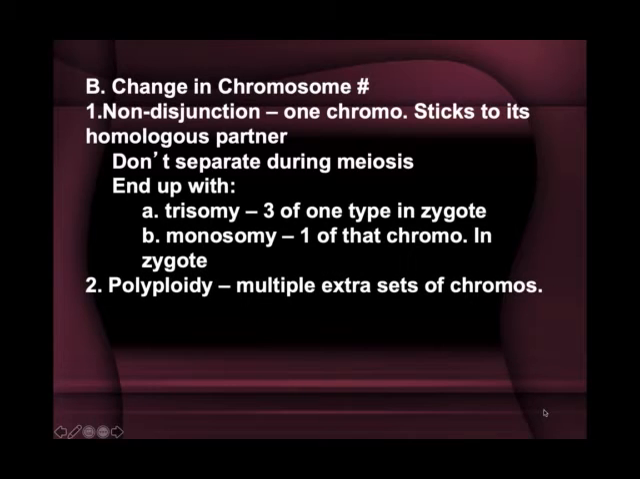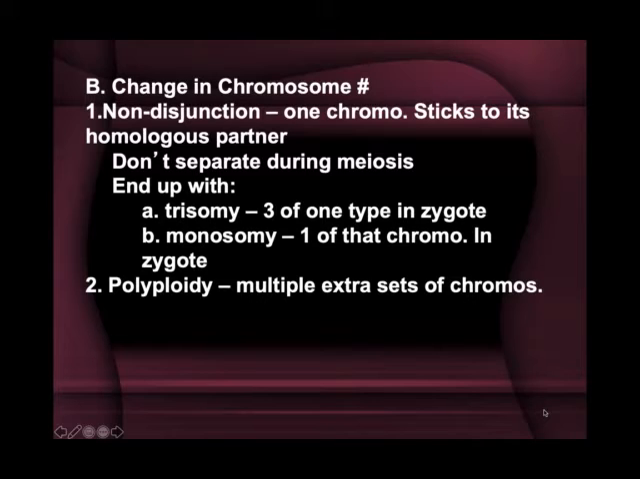Before we go on to polyploidy, there are some pretty famous trisomies out there. Trisomy 21, which I talked a little bit about, is Down syndrome. There are some very specific characteristics that go along with Down syndrome, and they're all related back to the fact that it has three copies of the 21st chromosome. There's also a syndrome out there called Turner syndrome.